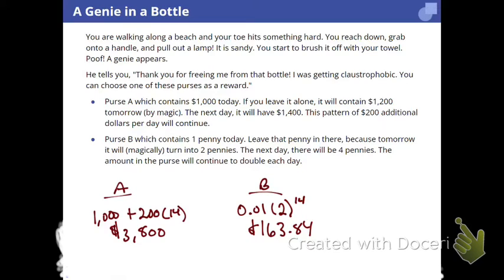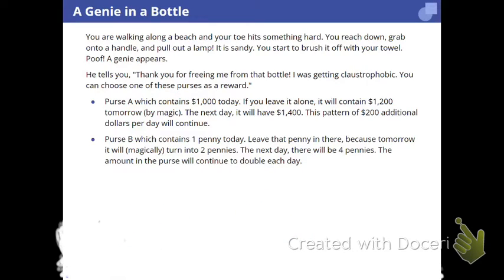Next up. So that is 1 week and 2 weeks. What does the next one ask for? 3 weeks. Let's do it. So A, for 3 weeks, I have $1,000 in there. I'm adding $200 a day for 21 days. And what do we get?